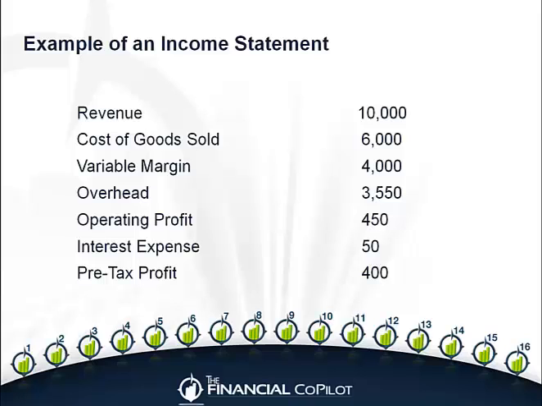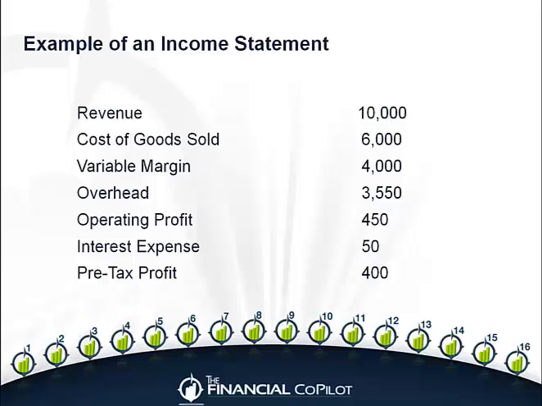So once you take your gross margin or your variable margin, same thing, and you subtract your overhead from that number, you get what's called your operating profit. In this case, variable margin was $4,000. Again, revenue was $10,000. The cost of goods sold was $6,000, meaning that we had a variable margin of $4,000 or a gross profit of $4,000. In this example, your overhead was $3,550, which meant that your operating profit at the end of the period was $450.